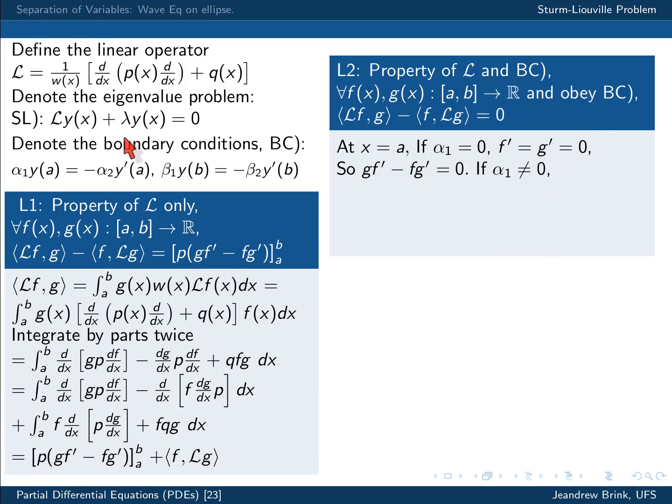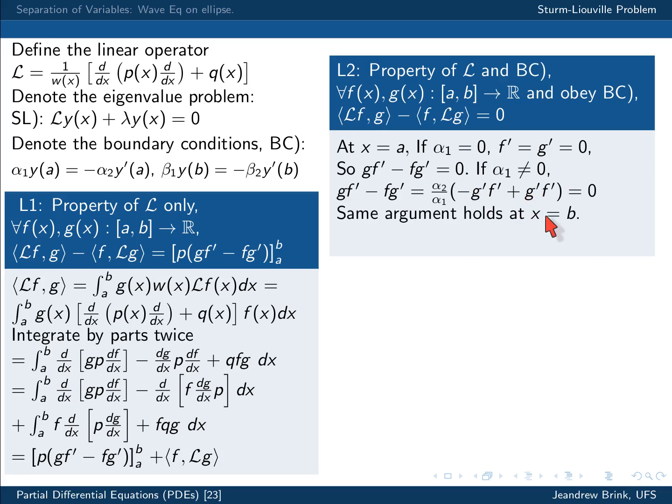So then you can have that y is equal to minus alpha 2 over alpha 1 times y prime, or in this case, g is equal to minus alpha 2 over alpha 1 times g prime, and f is equal to minus alpha 2 over alpha 1 times f prime. And this thing vanishes, or cancels, so it's 0. Okay, and the same argument you can go through at x equals b.